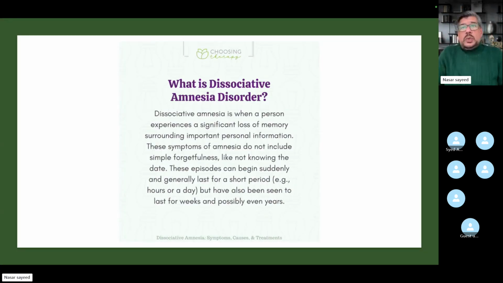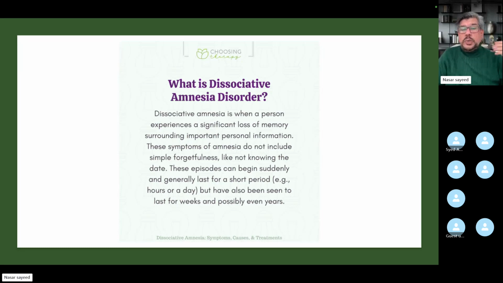Then what is dissociative amnesia? It is when a person experiences a significant loss of memory surrounding important personal information. These symptoms of amnesia do not include simple forgetfulness, like not knowing the date. These episodes can begin suddenly and generally last for a short period of time, but have also been seen to last for weeks and possibly even years. So the time duration is variable.